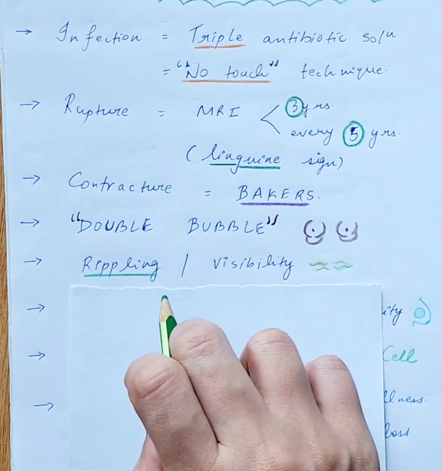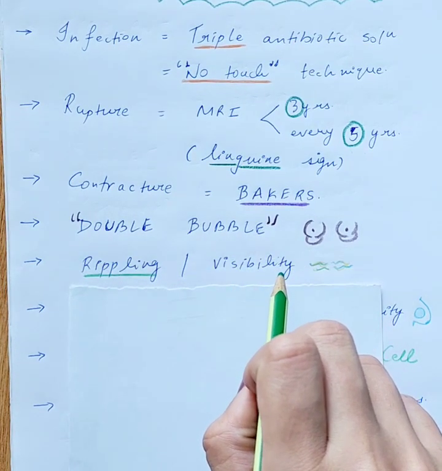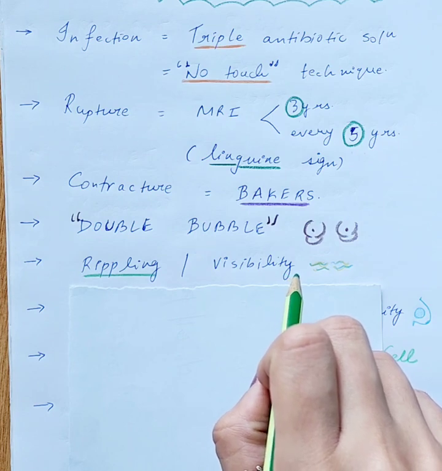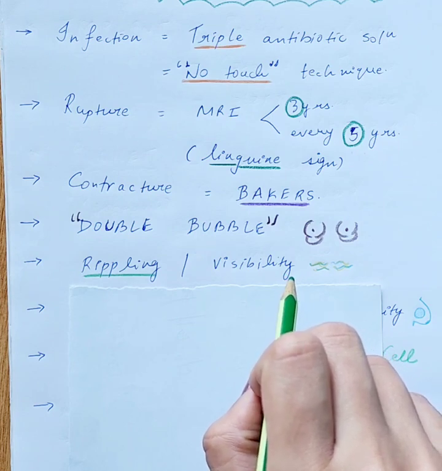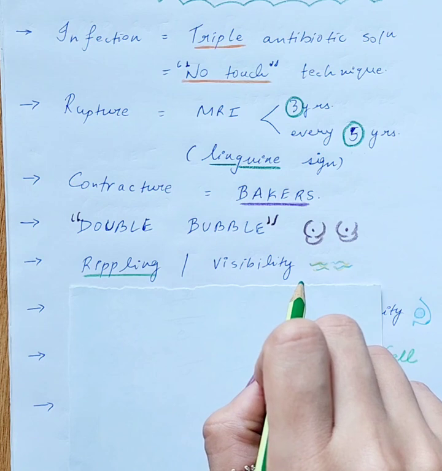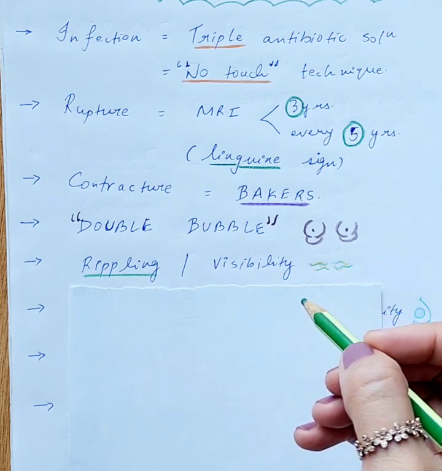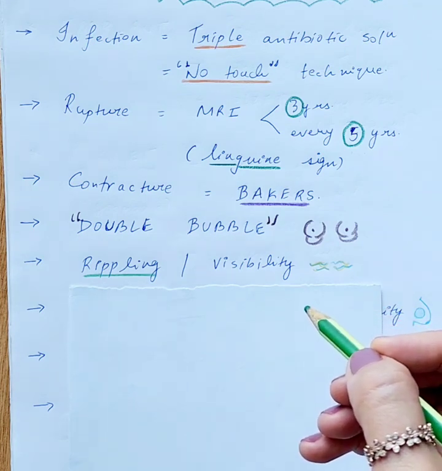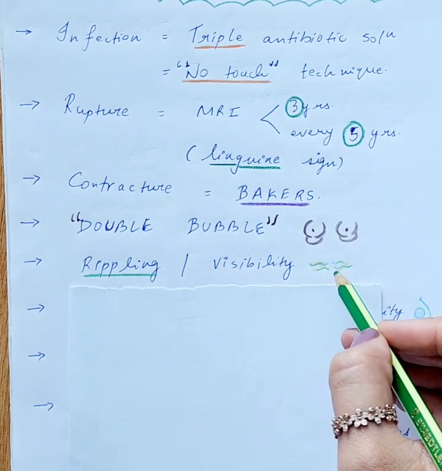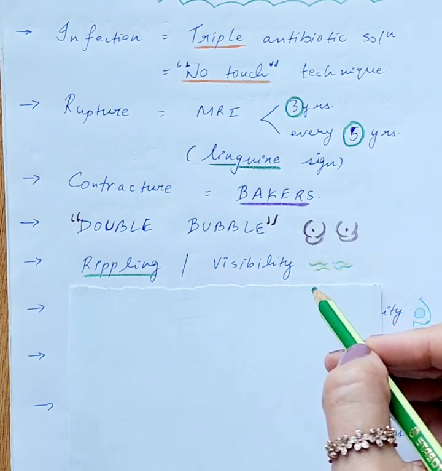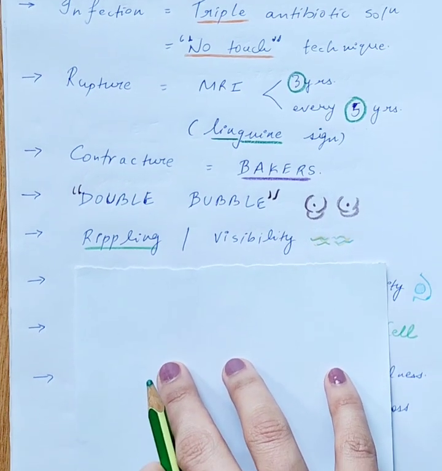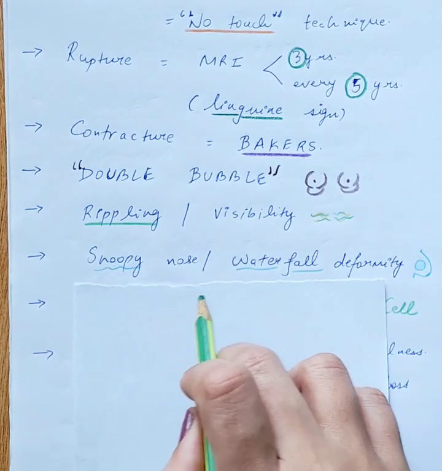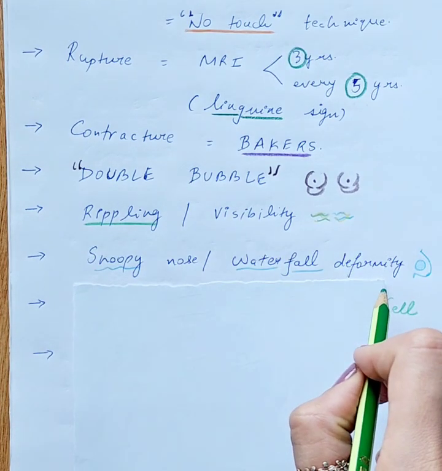Then is the rippling or the visibility. If the upper pole thickness is not sufficient, the patient has very thin skin and the implant is placed in the pre-pectoral position, that is the subfascial position, then visibility of the implant is seen, which is known as the rippling effect.